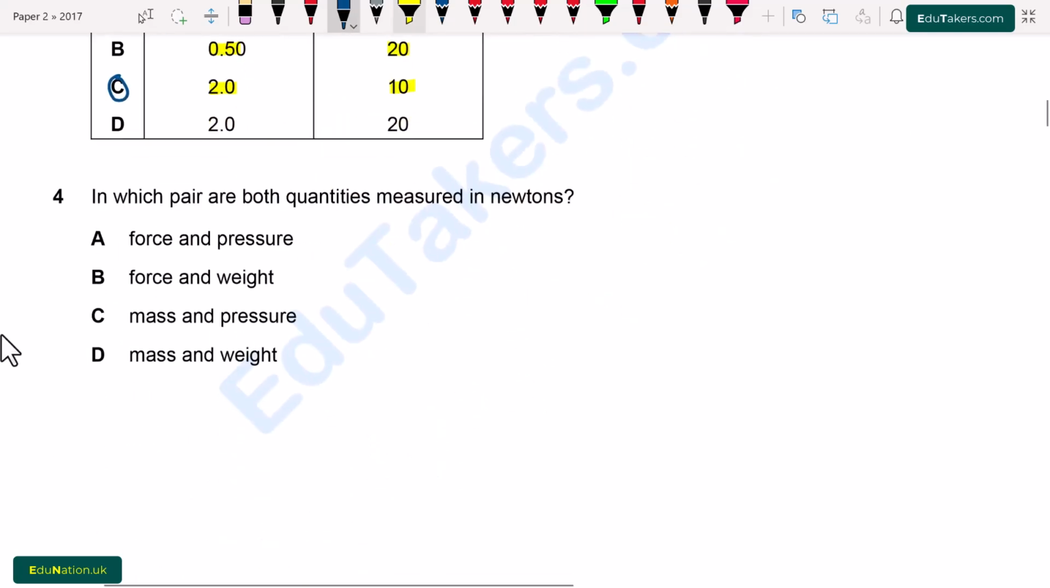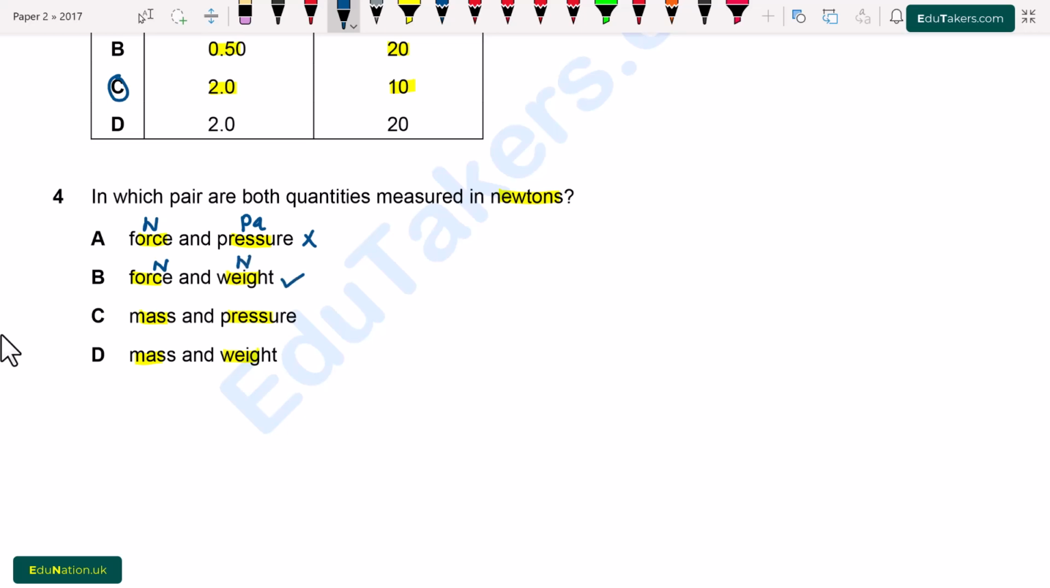Question number 4. In which pair are both quantities measured in Newton? Option A force and pressure, B force and weight, C mass and pressure, D mass and weight. So first of all, force is measured in Newton, but the pressure is measured in Pascal. So option A is incorrect. Option B, force is measured in Newton and also weight is measured in Newton. So this option is correct.